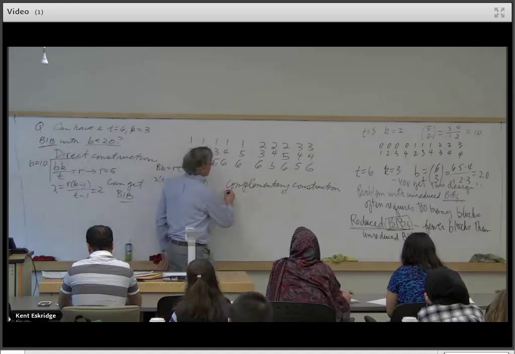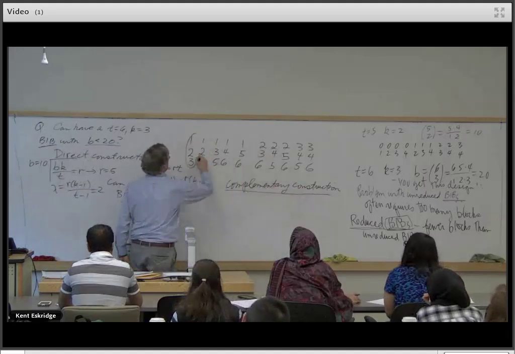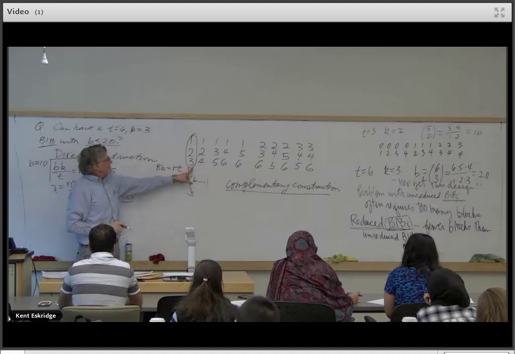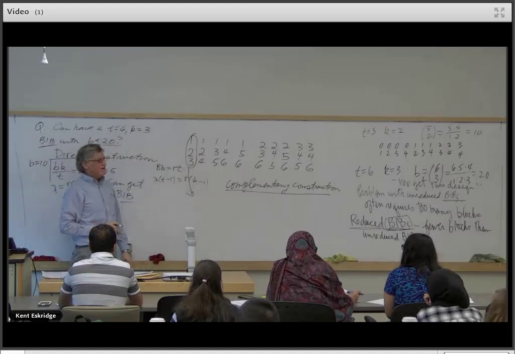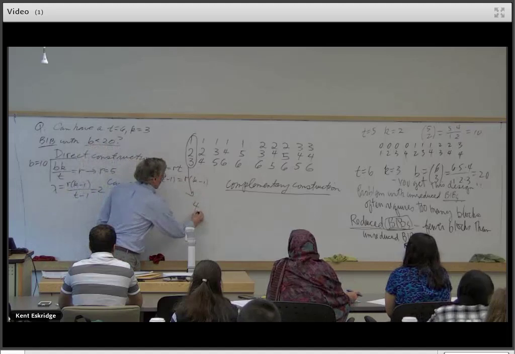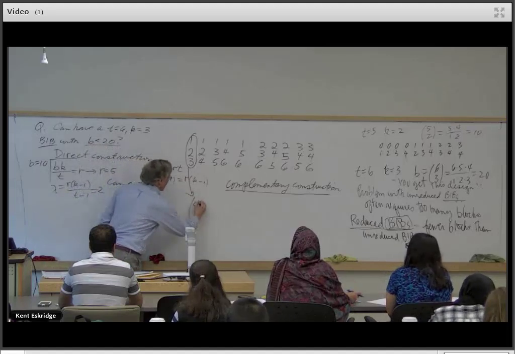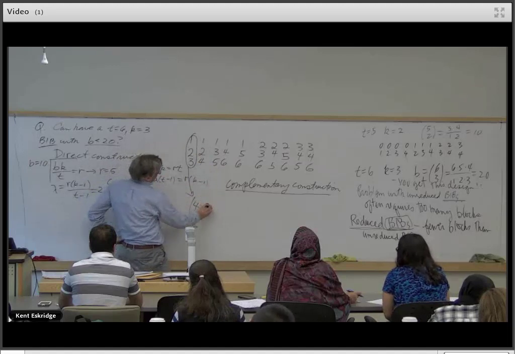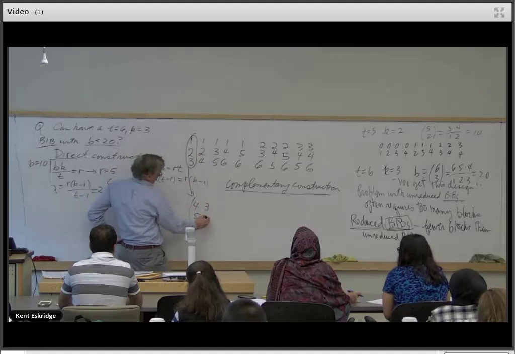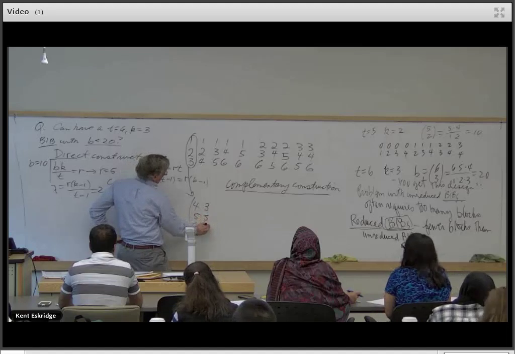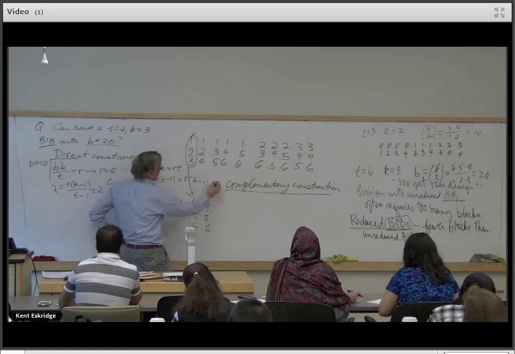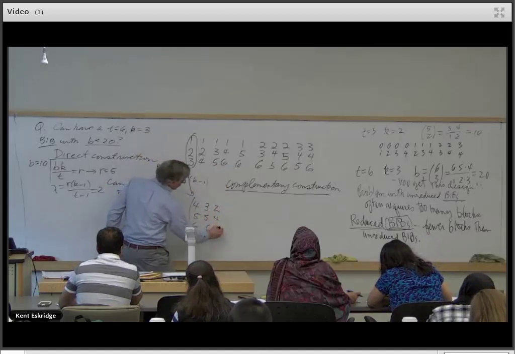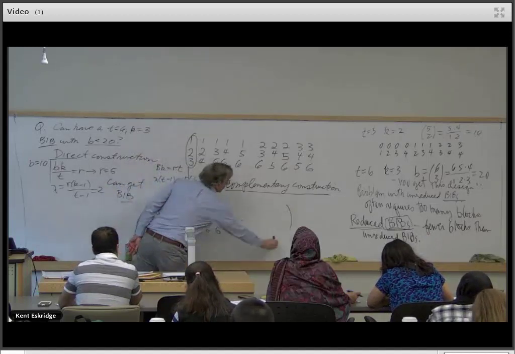So a complementary design, what's the complement of this block? It's everything except 1, 2, 3. What's everything except 1, 2, 3? 4, 5, 6. What's the complementary block for this one? Well, it'd be 3, 5, and 6, right? What's the complementary for this one? 2, 4, and 6, etc. That's the complement.